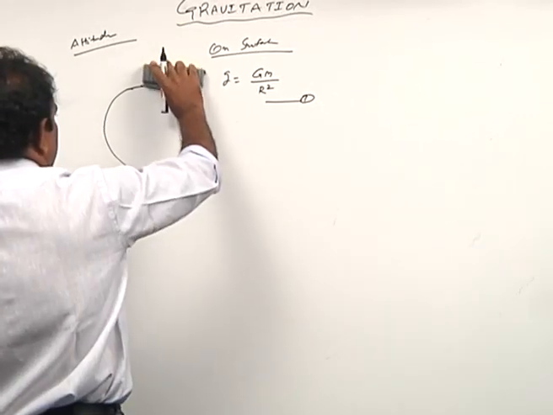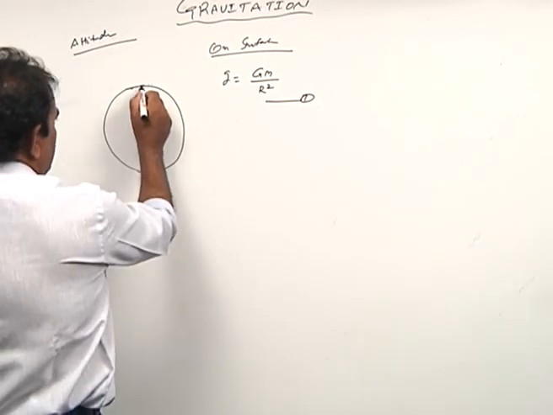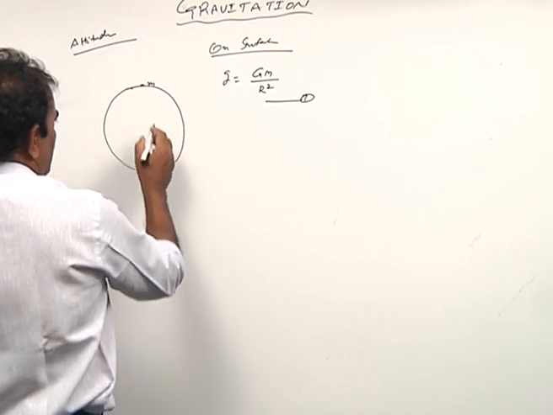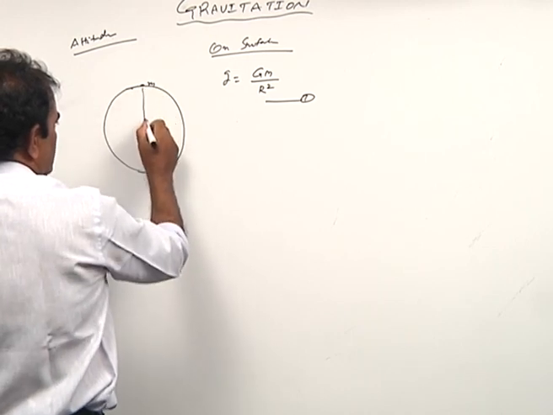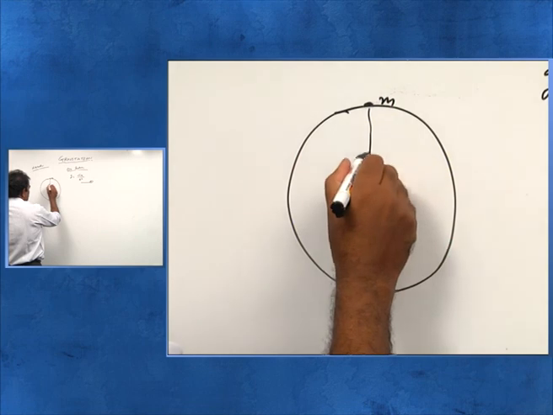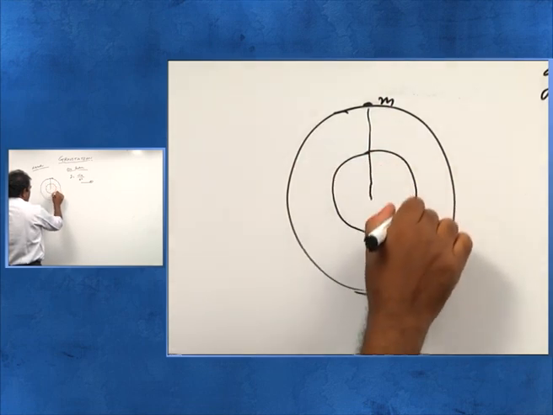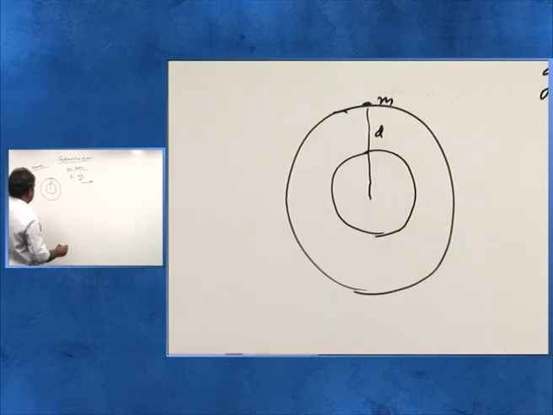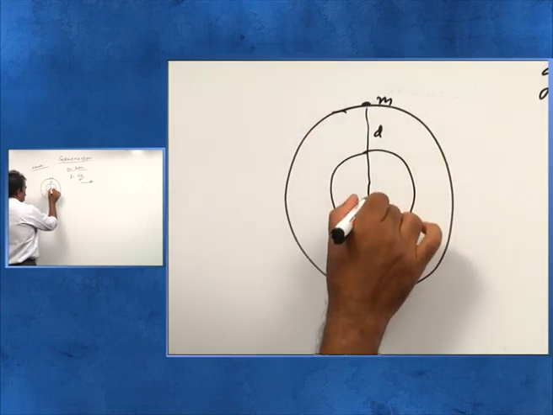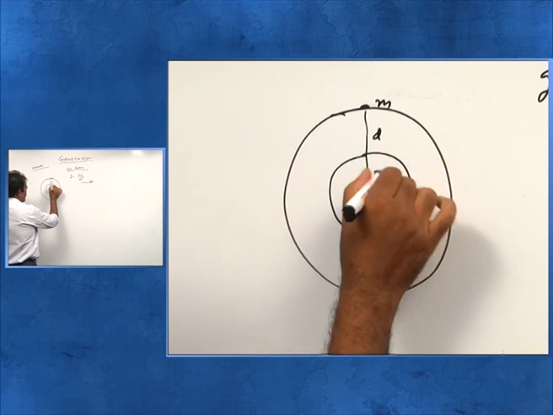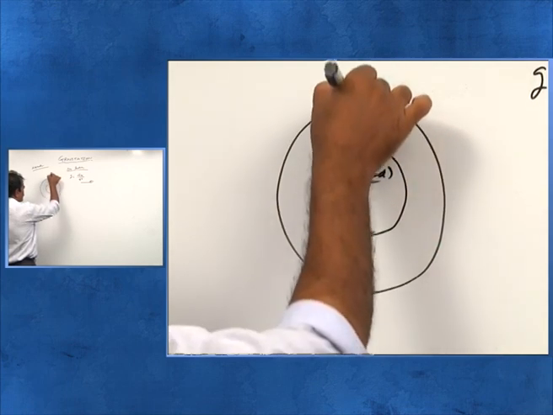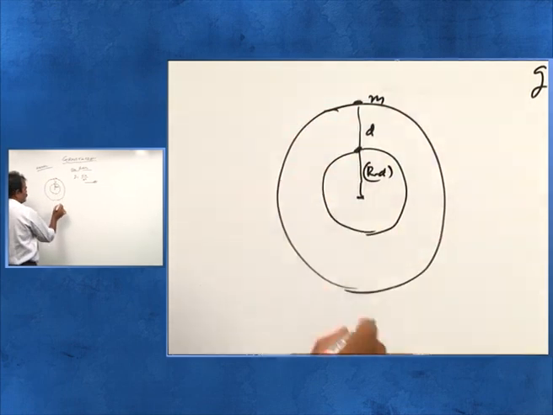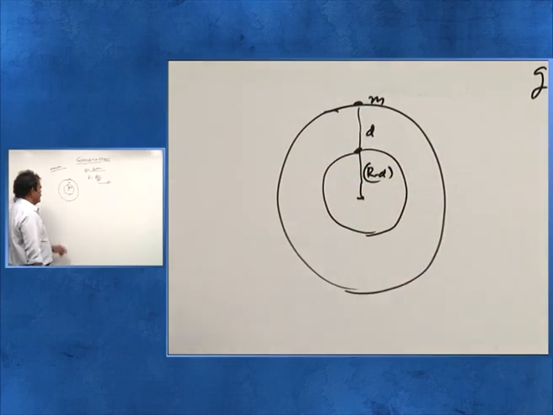So when a body is taken to depth, initially it was on the surface. Now it is taken to depth like this. Suppose it is taken to a depth d. In this case, the new radius becomes r minus d. If the body is taken to a depth d, the new radius becomes r minus d.